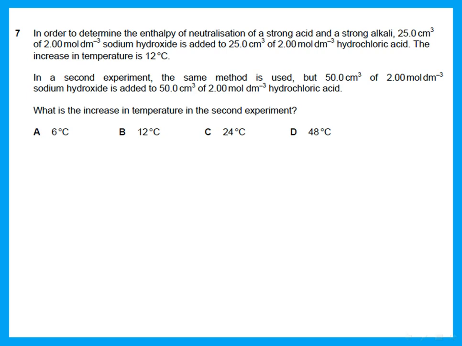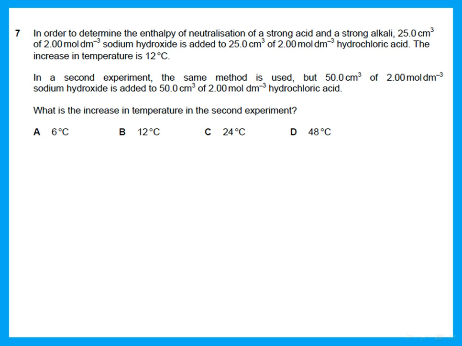You should remember that delta H for a certain reaction is always the same. So here he's doing a reaction between sodium hydroxide and hydrochloric acid. The delta H of that reaction will always be the same irrespective of the volumes that we're using.